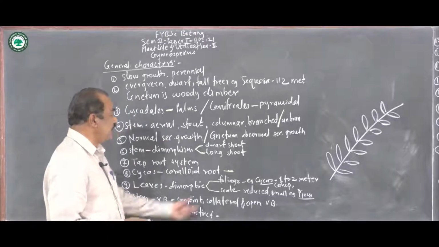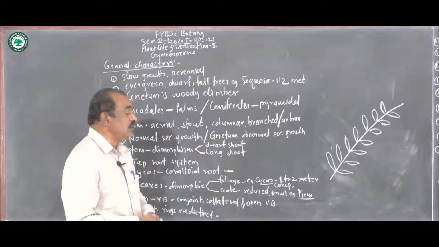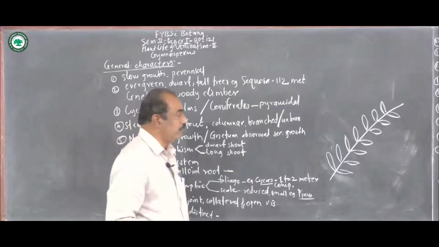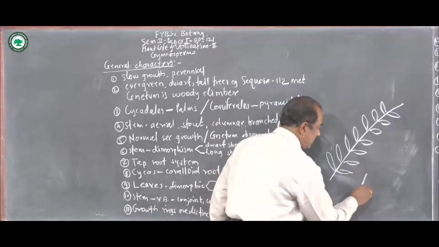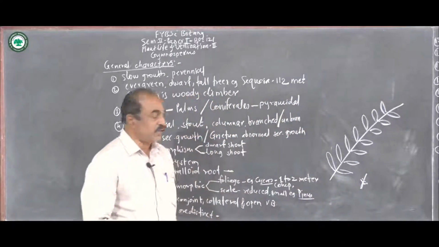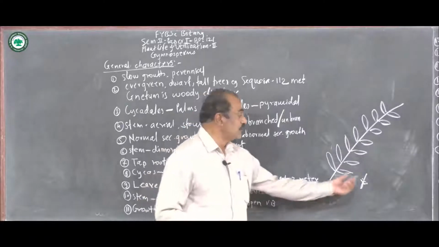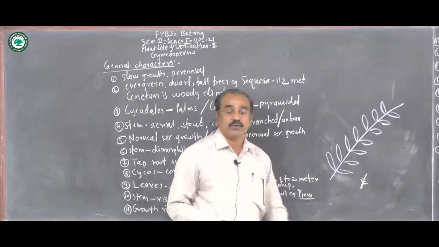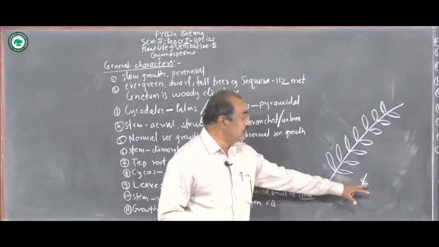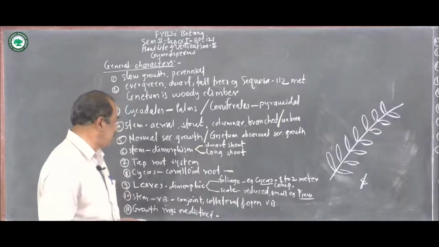And next, the leaves are very, very small in size. Such types of leaves are called reduced leaves. For example, in Pinus, the leaves are like this. These are the small leaves. And in such a condition, there is another character found in this Pinus. Now the stem also performs the function of photosynthesis, because here the leaves are very, very small in size, and they are called scale leaves.